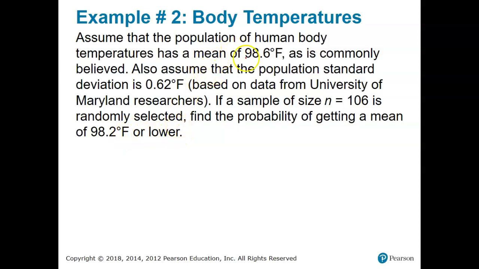So if we look at this, we really don't have anything that tells us it's normally distributed. So if we're looking for our requirements of either being normally distributed or n greater than 30, we don't know that it's normally distributed, but we do have a sample size of 106. So that's going to fulfill that requirement there. So we want to find the probability of getting a mean that is 98.2 or lower.